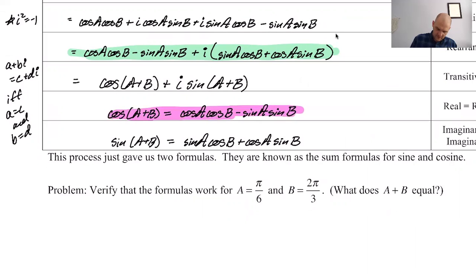Actually, I'm going to highlight both of them in this. So we have, these are called the sum formulas. Why are they called the sum? Because it's A plus B, you're adding them together. You've got to memorize these right now. You're already up to 3 formulas.